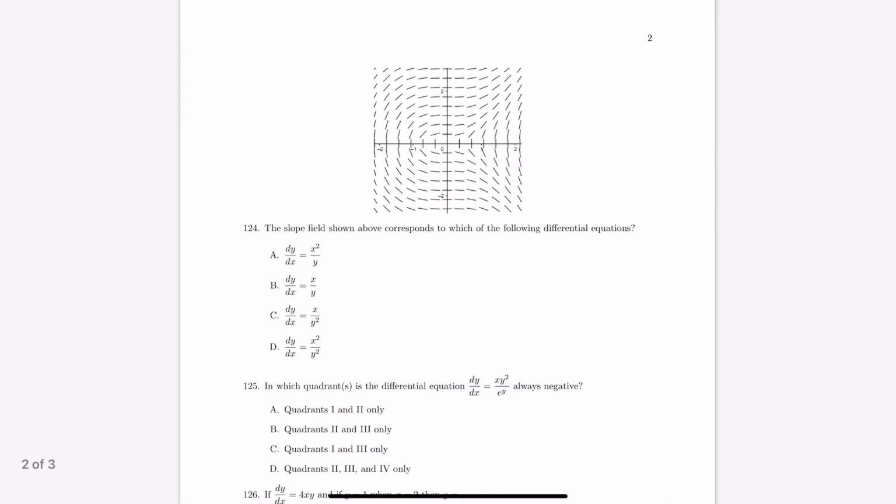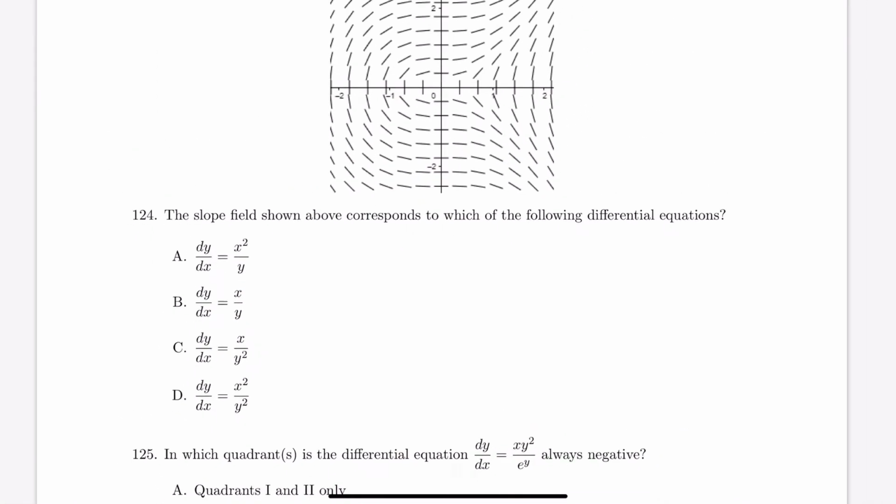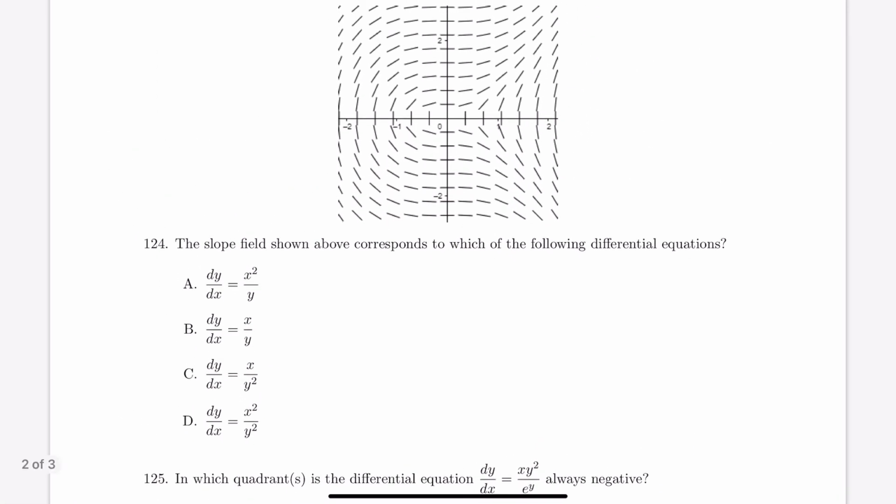Okay. I hope so. So far, I don't think I've been wrong too many times. I know I made that one mistake on that one Unit 6 multiple choice, where I think I used 4/5 instead of 4/3, but anyways, let's go to number 124. Another slope field. Great. The slope field shown above corresponds to which of the following differential equations?